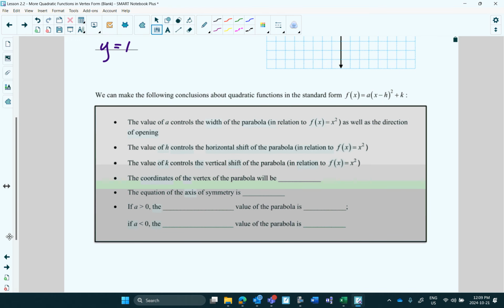And again, just a quick summary. The value of A controls the width, if there's a number in front, as well as the direction of opening, if it's positive or negative. H controls the horizontal shift. K controls the vertical shift. The coordinates will always be H comma K. Always. And therefore, the equation of the axis of symmetry will be X equals whatever the X vertex is, which is H.